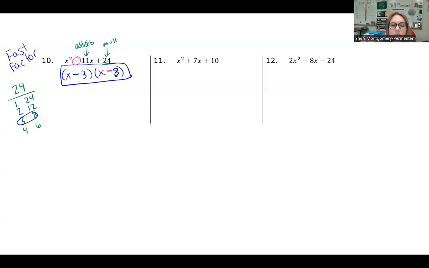So fast factoring only works when the leading coefficient is 1. For the second one, the leading coefficient is 1, so I will also fast factor. I'm going to have two factors, an x and an x. But I need to know factors of 10. So 1 and 10, 2 and 5. Which one of those pairs will put together to give me 7? 2 and 5.